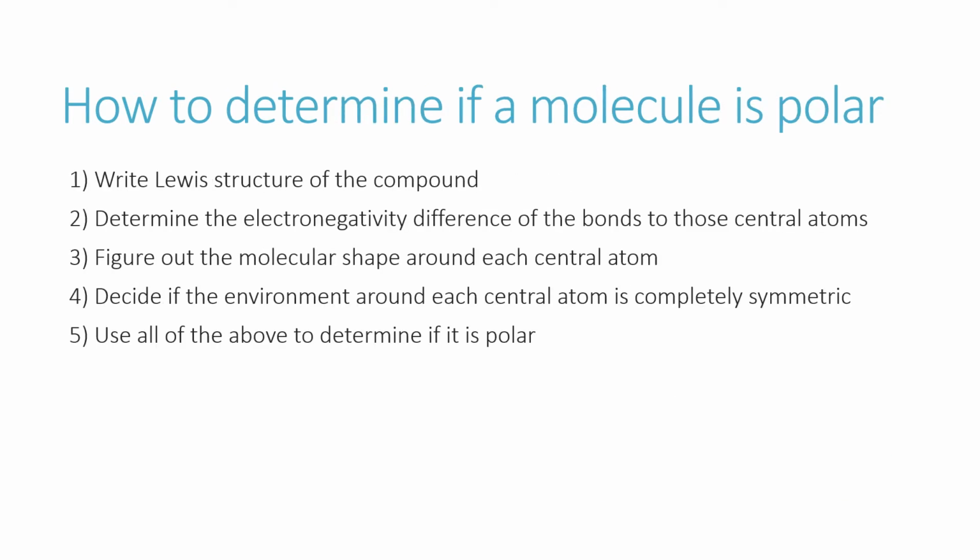So how are we going to determine if a molecule is polar? Well, first off, we're going to have to draw the Lewis structure of the compound. Next, we'll determine the electronegativity difference of the bonds to those of the central atoms. If the electronegativity difference is less than 0.4, we can stop here and just call it nonpolar, so it would be hydrophobic molecule. But if the electronegativity difference is greater than 0.4, it technically could be nonpolar or polar, so we need to find out more information to determine which one it really is. Then we need to figure out the molecular shape, and finally we will decide if the environment around the central atom is completely symmetrical. And then now we have enough information to tell if the molecule is polar.